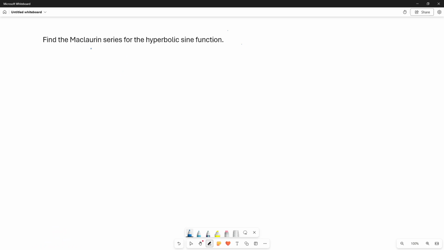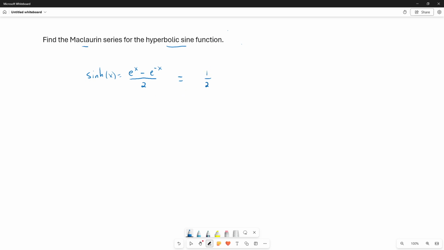We would like to find the Maclaurin series for the hyperbolic sine function. So the hyperbolic sine of x is defined as e to the x minus e to the negative x, all over 2. So we will use the Maclaurin series for the exponential function in order to get the desired Maclaurin series.